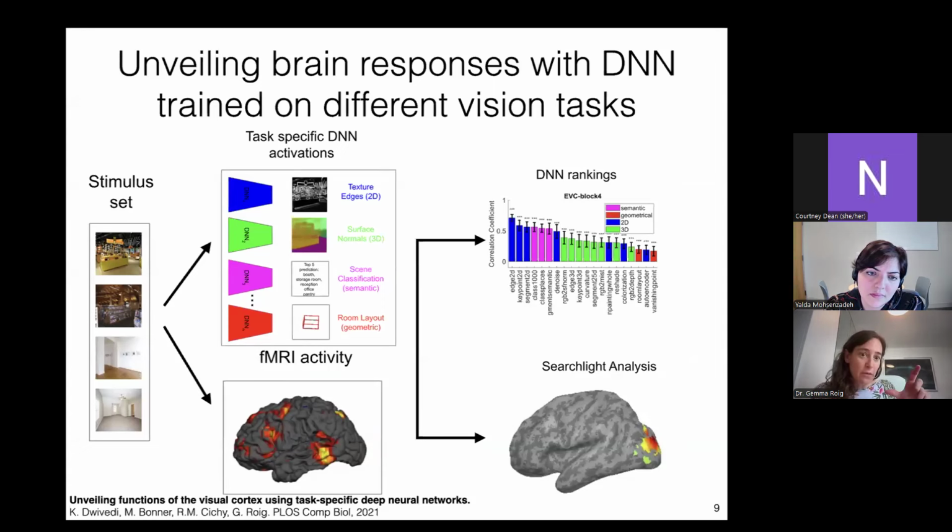And then what we wanted to find is how the representations of each of these models relate to representations of the brain in particular areas, or in a searchlight analysis fashion. And then get a ranking and find that the representations of the models that can predict, or that correlate better with the brain representations, will be the ones that are more related, so we can link particular brain regions to the function that the model has been trained on.